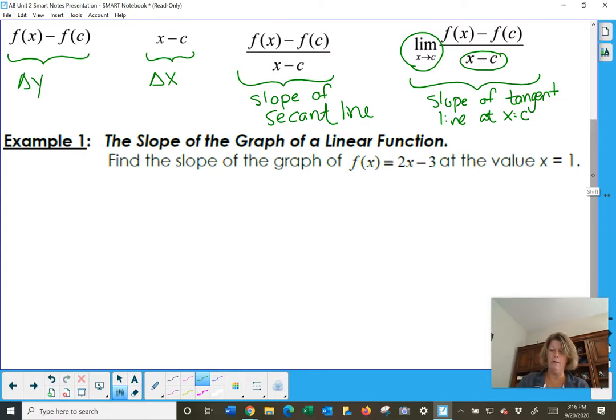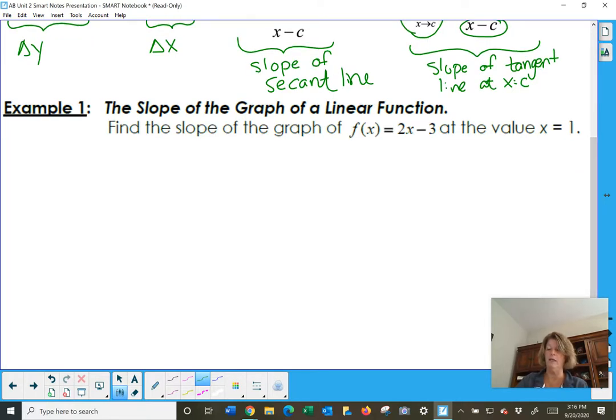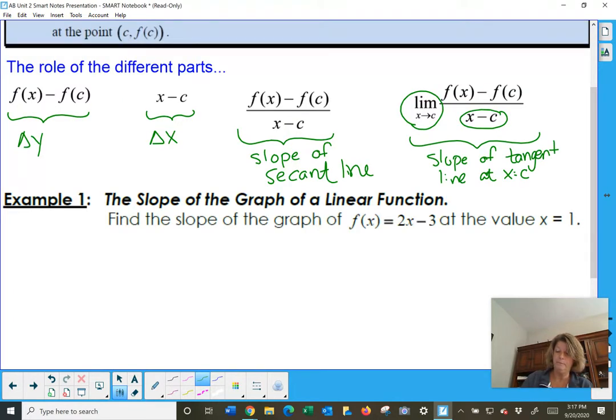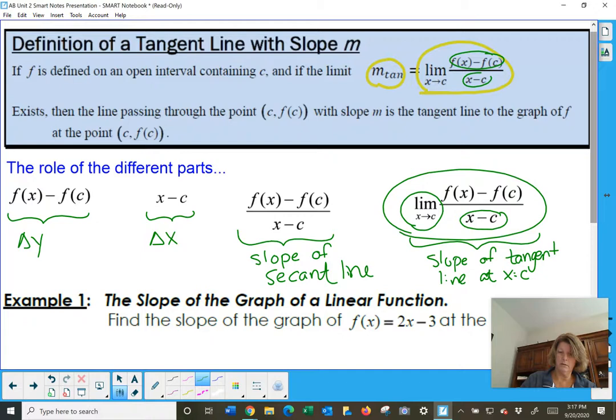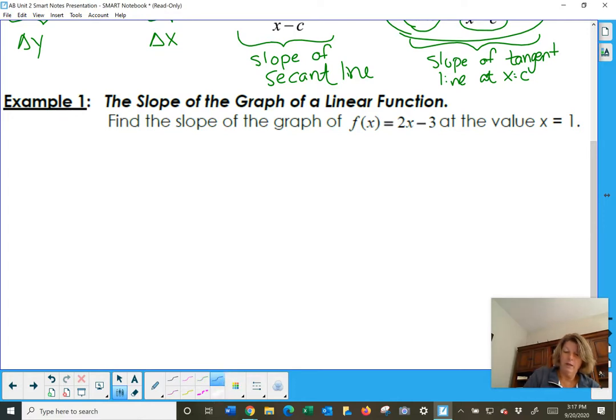Example 1, the slope of the graph of a linear function. So it wants us to find the slope of the graph f of x equals 2x minus 3 at the value x equals 1. Well, very good. Since I want to find the slope of the linear function, I'm going to use the limit as x goes to c. So, notation-wise, this is what we call a derivative. I'm going to show you the notation for a derivative.